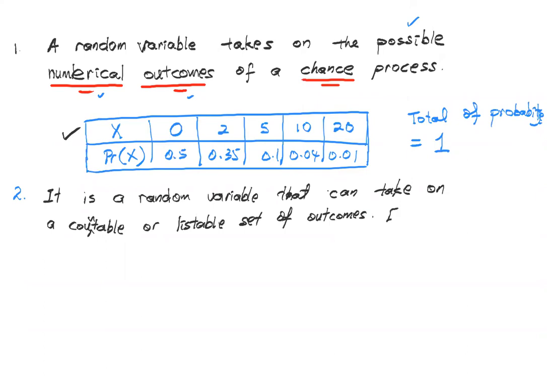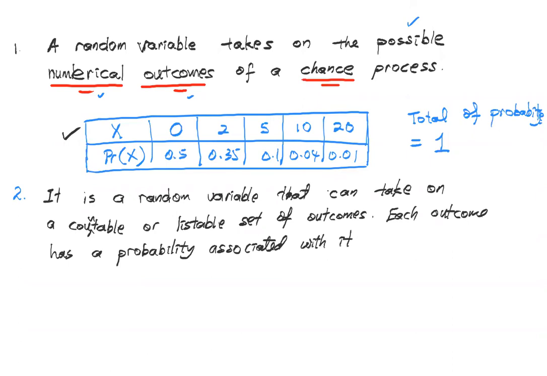And each outcome has a probability associated with it. And all the probabilities add up to 1.